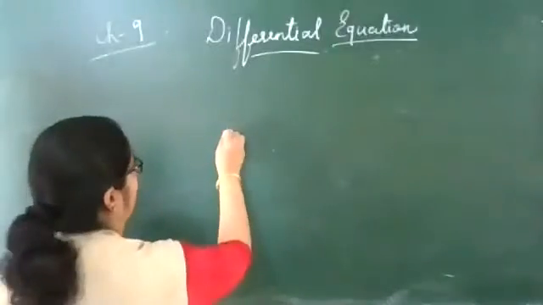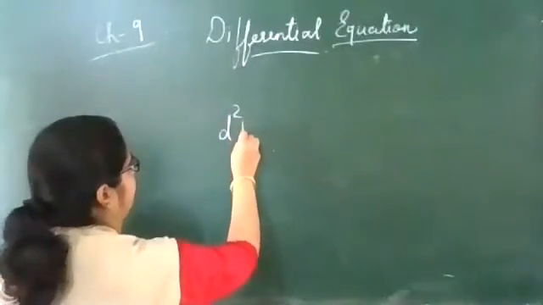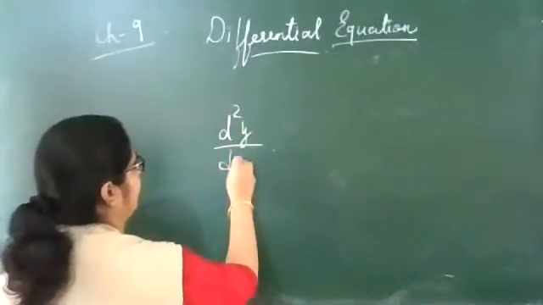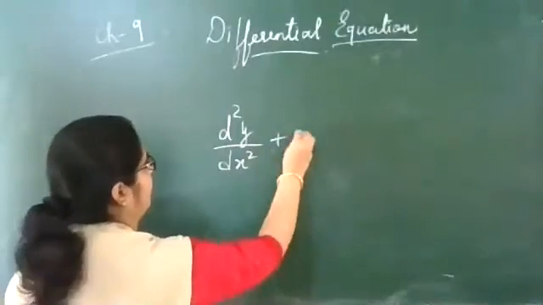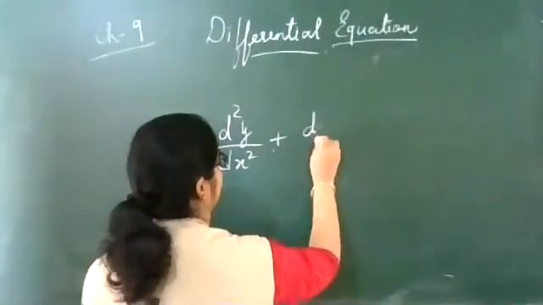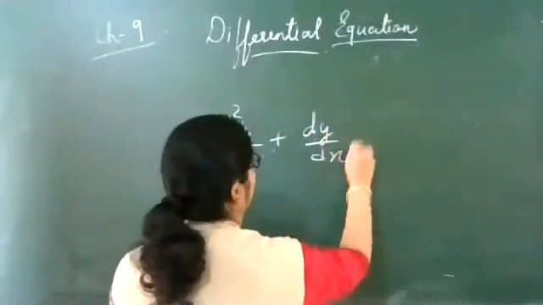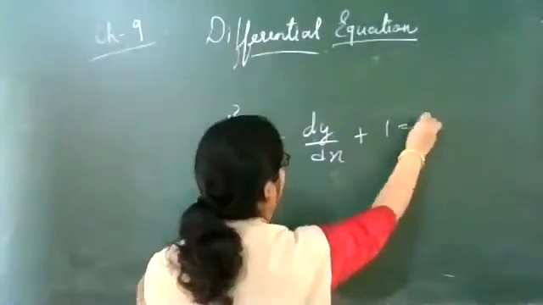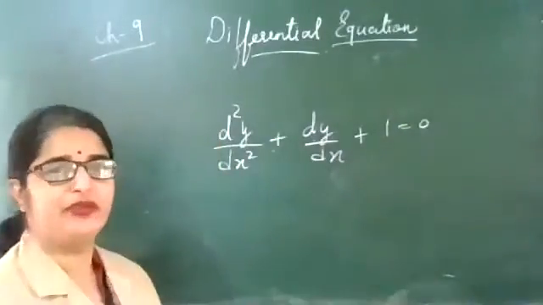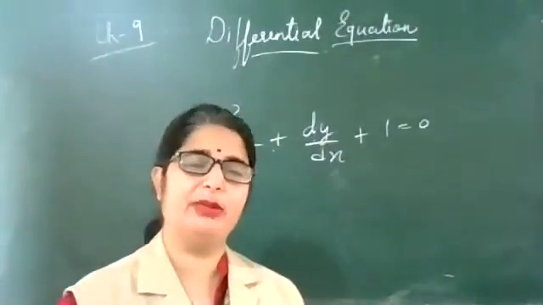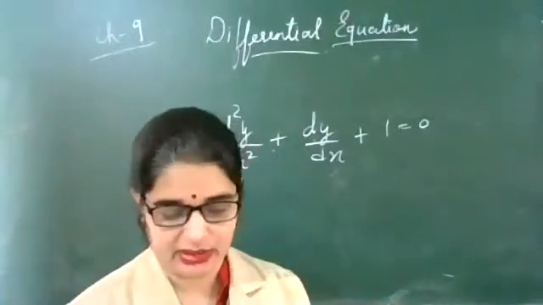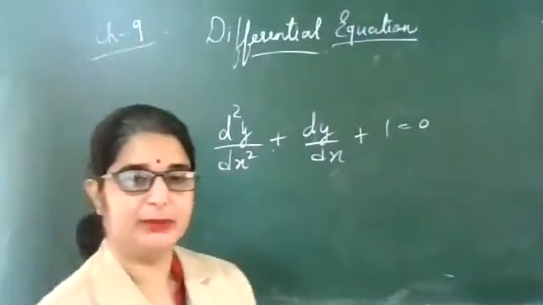A differential equation can involve powers too. For example, we can have d square y by dx square plus dy by dx plus 1 is equal to 0. This is also a differential equation. So differential equations can be of multiple types. We cannot write each and every one, but yes.